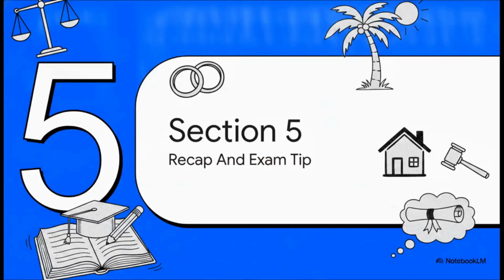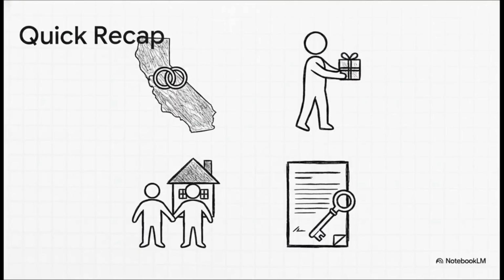Section 5. Recap and exam tip. Let's do a quick recap of the foundational principles. 1. California is a community property state. 2. Separate property means assets acquired before the relationship or received as individual gifts and inheritances. 3. Community property means assets acquired during the relationship. And 4. You must use specific deed language to create the right of survivorship.